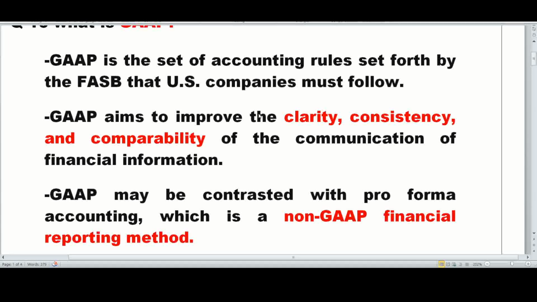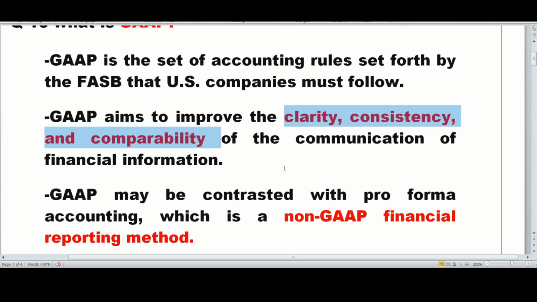The objective is clarity, consistency and comparability. Clarity means it is clear, it is transparent, and it is free from any illusion. Consistency means the accounting principles followed by the enterprise are consistently followed from one year to another.